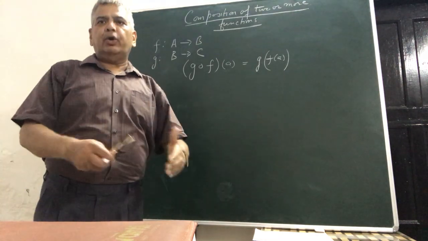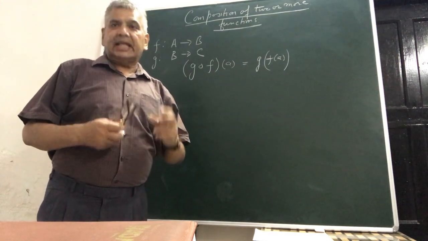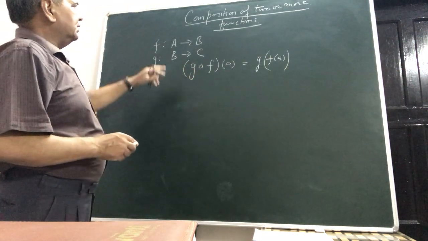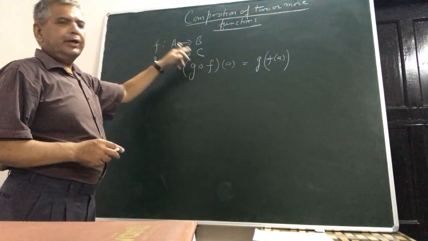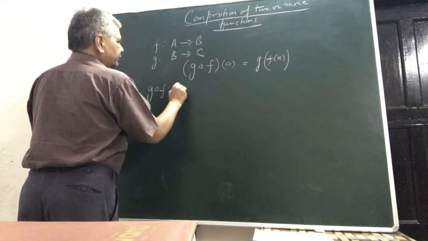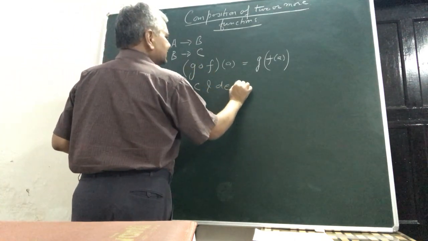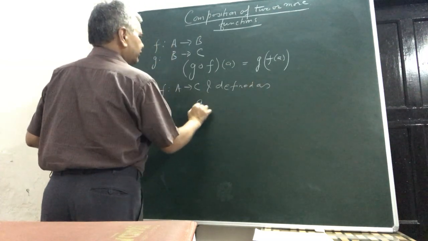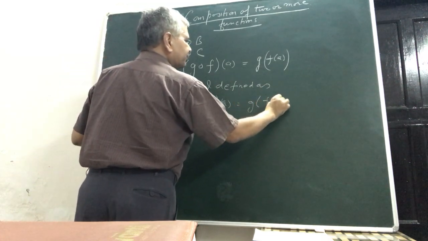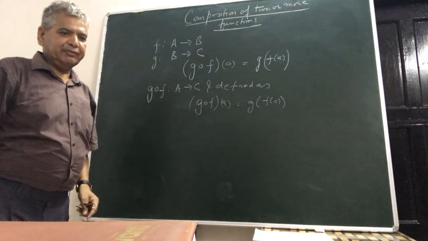Now when we say that GOF is a function, then we ought to tell what is the domain of GOF, that is the composition function, and what is the codomain of it. So I tell you that the GOF function will be from A to C. So GOF is a function from A to C and defined as (GOF)(a) = G(F(a)). So this is how the composition of two functions is defined.